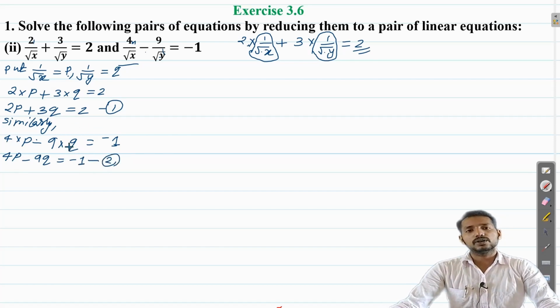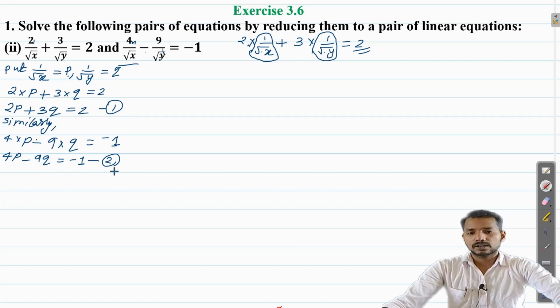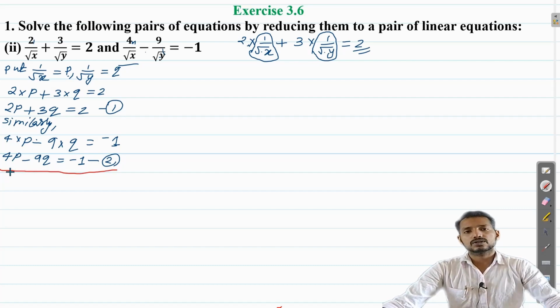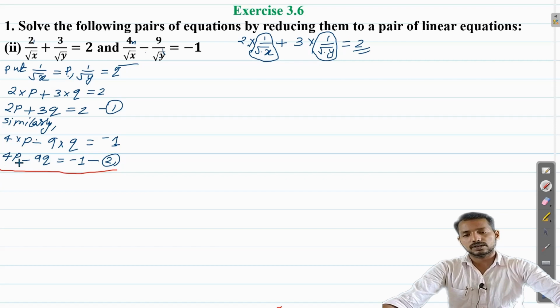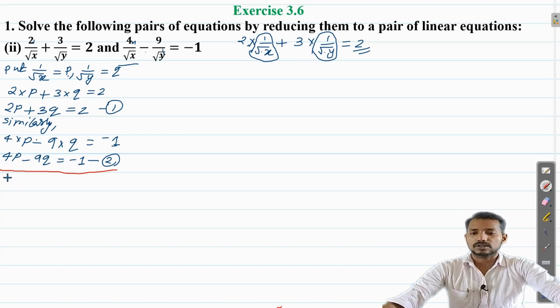Okay, so now we have 2 equations in the linear form. What we need to do in step 2? Now I'm going to solve this equation by the cross multiplication method. The first question I solved by substitution, so the second question I am going to take by the cross multiplication method.